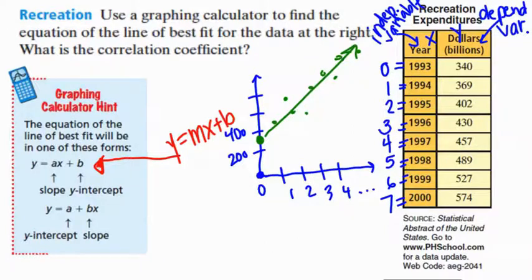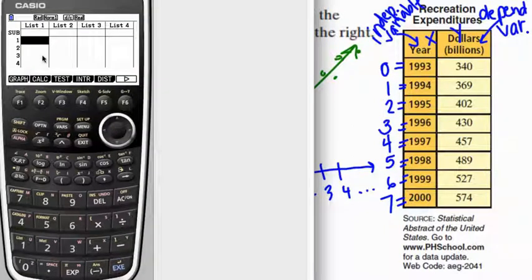So let's go back to our calculator. We're going to enter into list 1. List 1 will be our X values. So we're going to enter 0, and then 1, 2, 3, 4, 5, 6, 7. So I have 8 values that I've entered in, 0 through 7. The dollars that correspond to 0 will be 340. And I double check to make sure I haven't made any mistakes, because if you make a mistake entering your data, you will not get the correct equation.